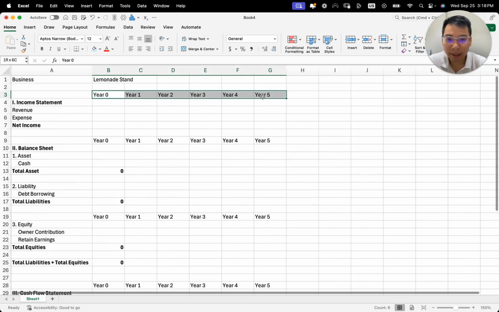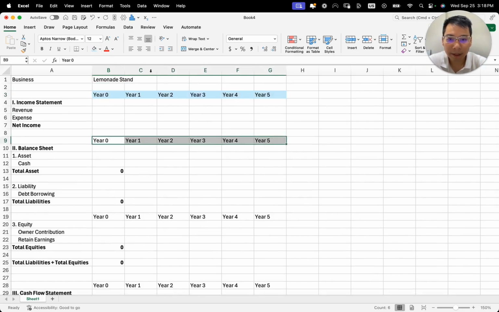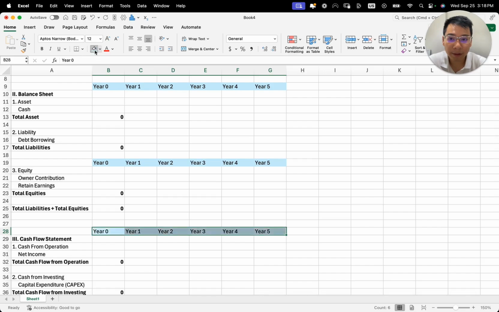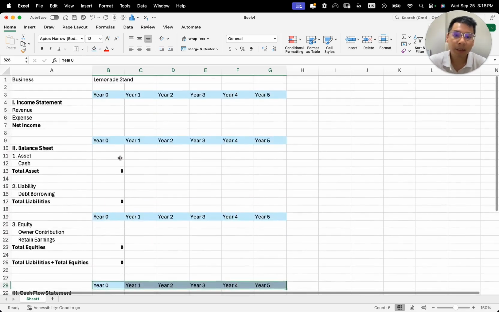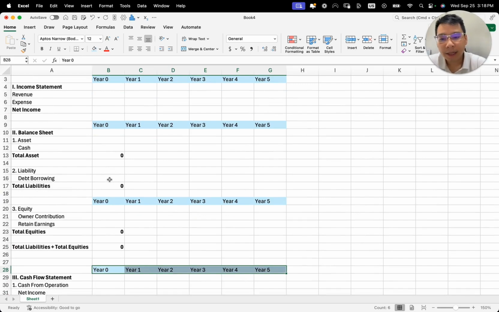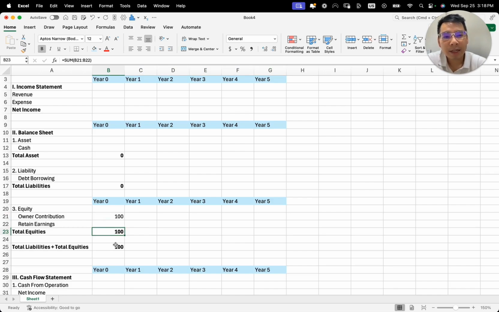I'll highlight these to separate the three financial statements and how the functions play together, and you'll see how the money flows. First, let's say you want to start a lemonade stand and you're thinking, I'm going to put $100 into this. So you put in your owner contribution of $100. That makes your total equity go up by 100. Then you also need some support from parents and family. Let's say you want to borrow $100 from your mom and dad, so you get another 100. That makes your total liabilities and equity 200.